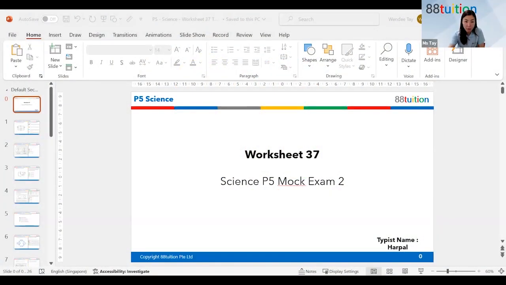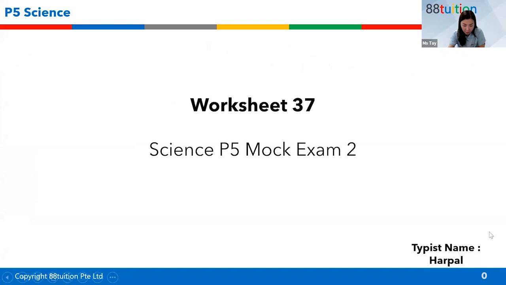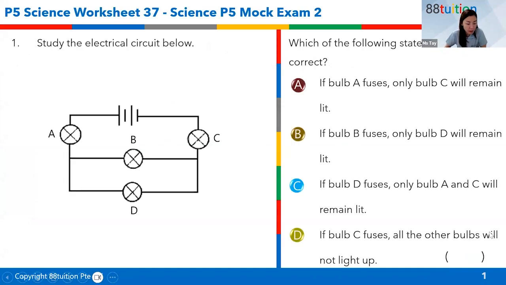Right, so let's look at the questions now. First question, study the electrical circuit below. Which of the following statements is correct? So if A fuses, only C will remain lit.